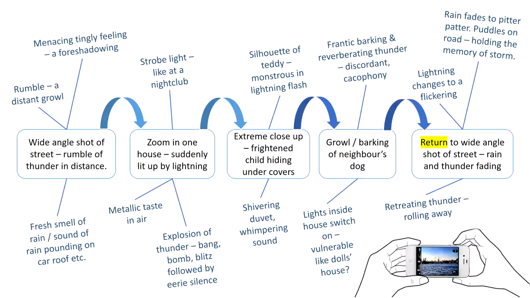And then in my 4th paragraph, I've got the barking of the neighbour's dog as I panned round to that focus area. But to add more detail to that, I think I'm going to talk about the frantic barking of the dog being in unison with the reverberating sound of the thunder, and talk about how that's a discordant sound, so not a very easy sound to listen to. It's a cacophony of noise. So look there at how I'm trying to think about how I can be ambitious with my vocabulary.